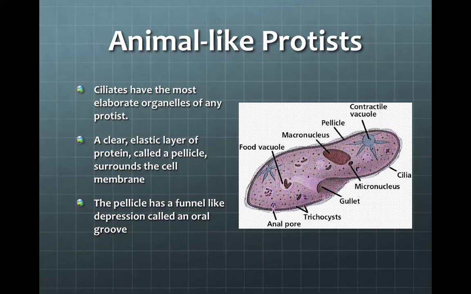So ciliates have the most elaborate organelles of any protist, and look here. A clear elastic layer of protein called a pellicle surrounds the membrane. That's what it is. A pellicle has a funnel-like depression called an oral groove. That's not what a pellicle is. It just happens to have one. That's not the definition. All those were definitions. All you had to do is look at the definitions you already did.